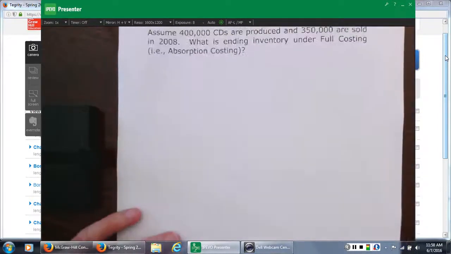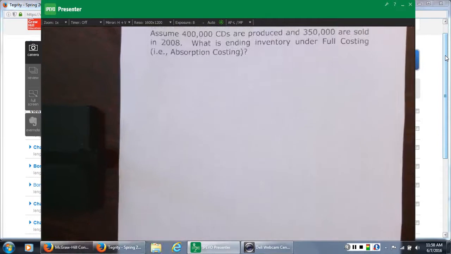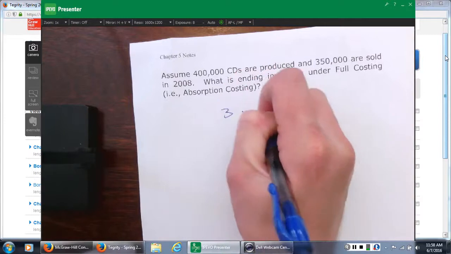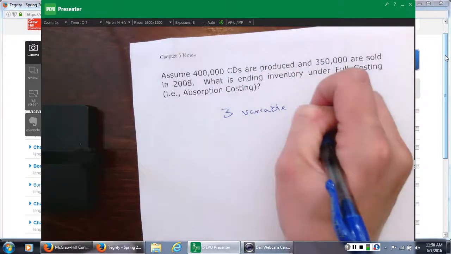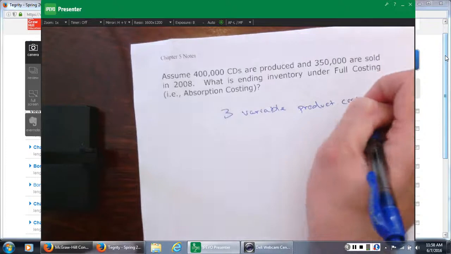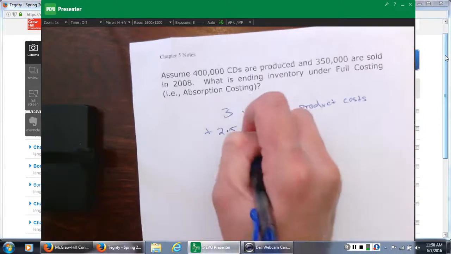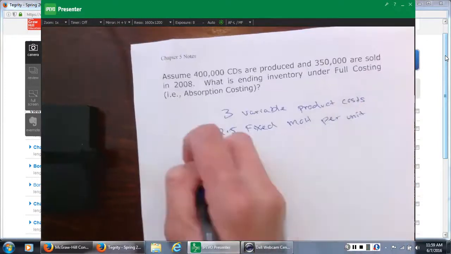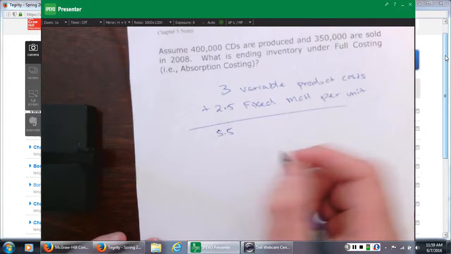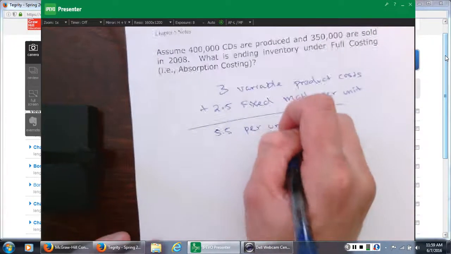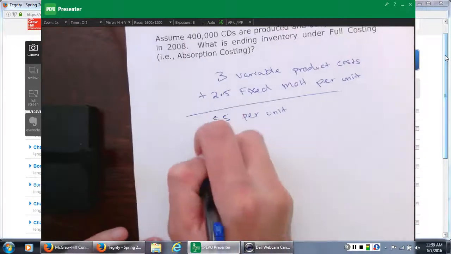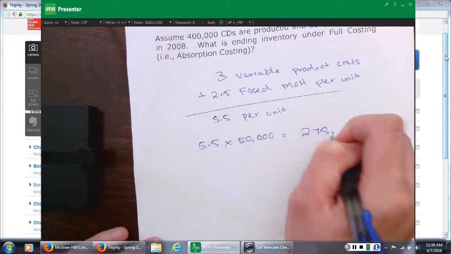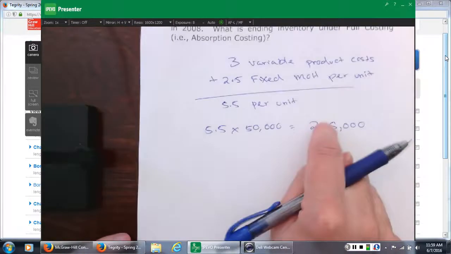Look over here. What is ending inventory under full costing? Well, remember, it's our 3 of variable product costs plus our 2.5 of fixed MOH per unit, which gives us $5.50 per unit product costs. So we go 5.50 times the 50,000 units, which gives me my 275. This is the value of ending inventory under full costing.